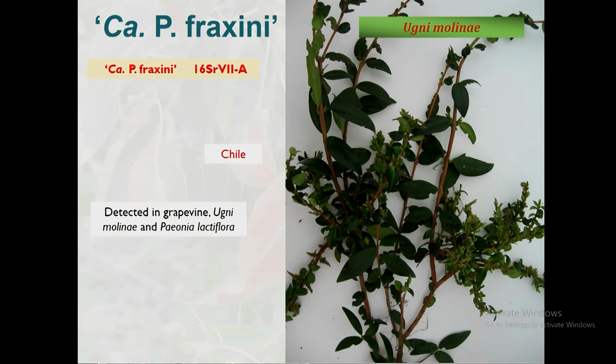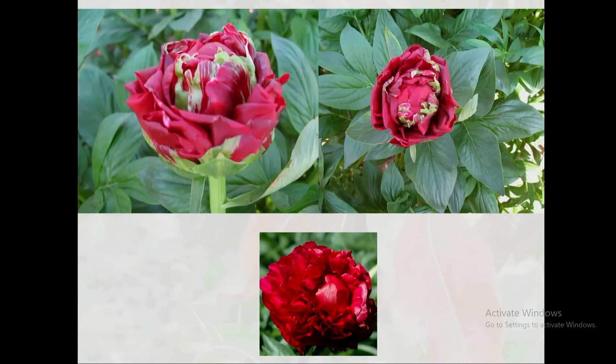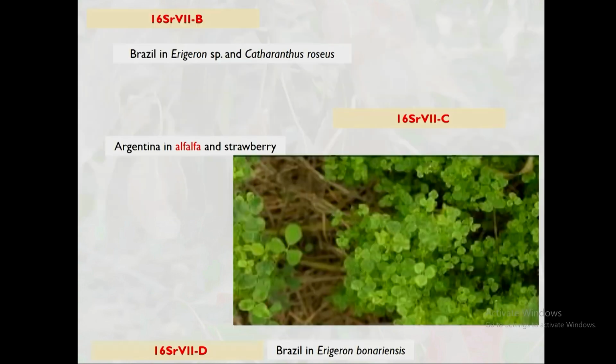And then the same phytoplasma was detected in peony plants, always in Chile, with a hard deformation of the leaves generally, but the most problematic thing is the virescence in the flower, as you can see. Always in the group 7, the 7B was found in Brazil in plantains and Catharanthus roseus, and then the 7C in alfalfa, in Argentina, and strawberry.